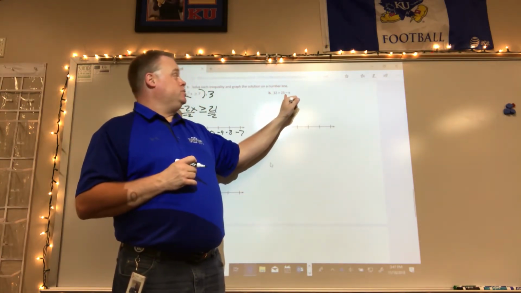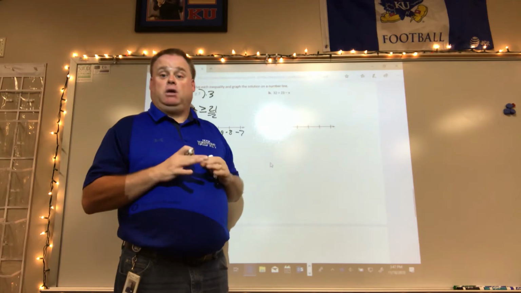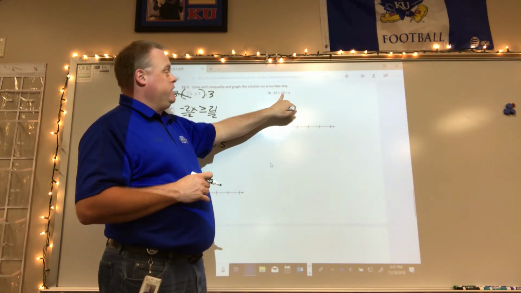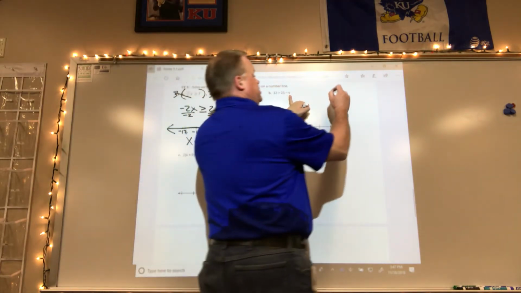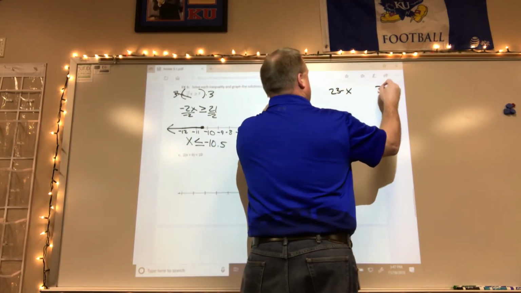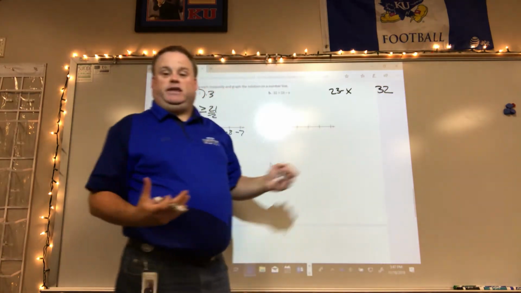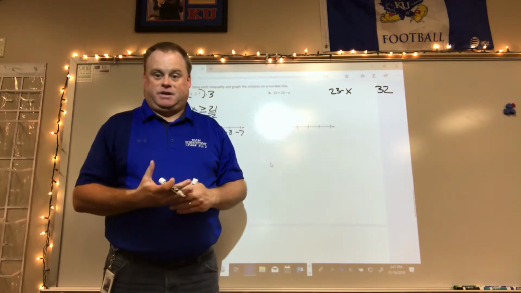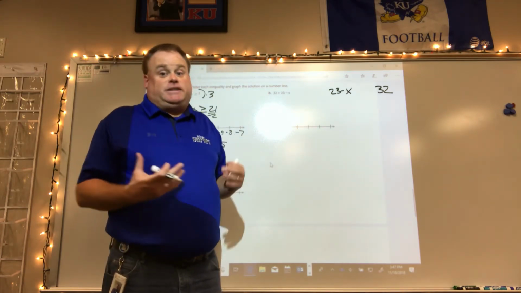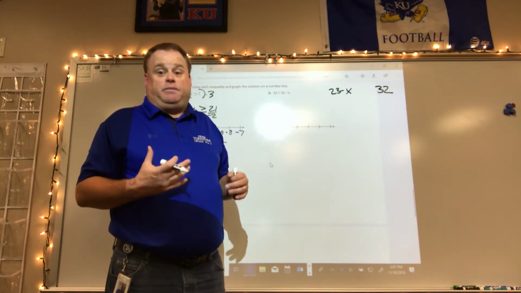So I'm going to switch this right now. What I mean by that is, it's 32 greater than 23 minus x, so I'm literally just going to write 23 minus x and 32. All I did was put them on the other sides. That's it. If it was an equal sign, it's pretty easy. It's still easy here. I just got to pay more attention.